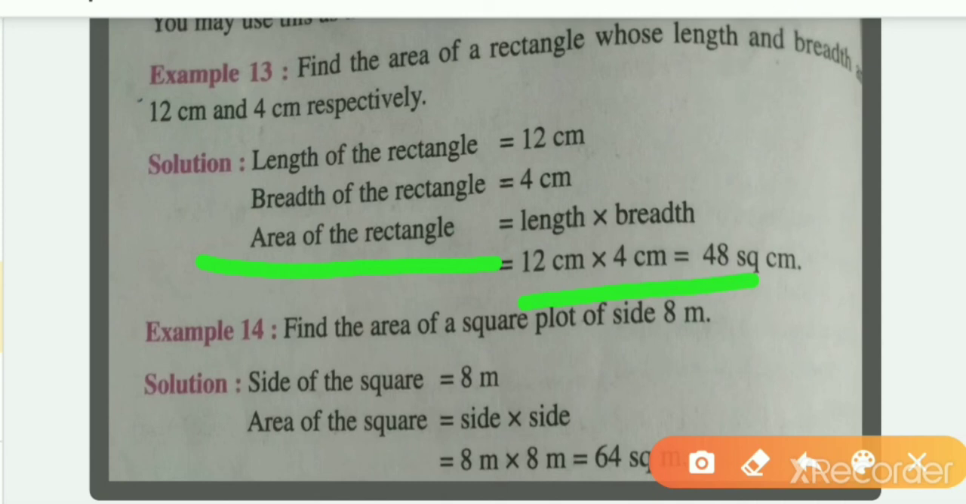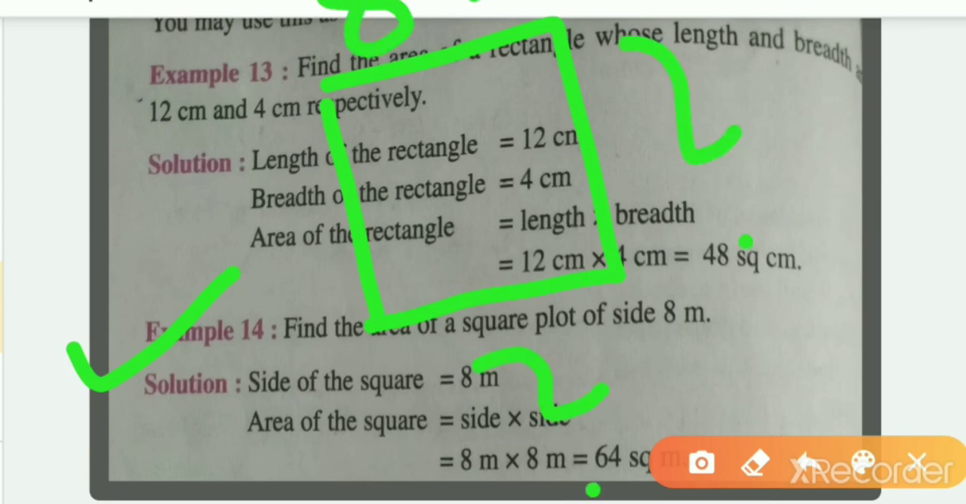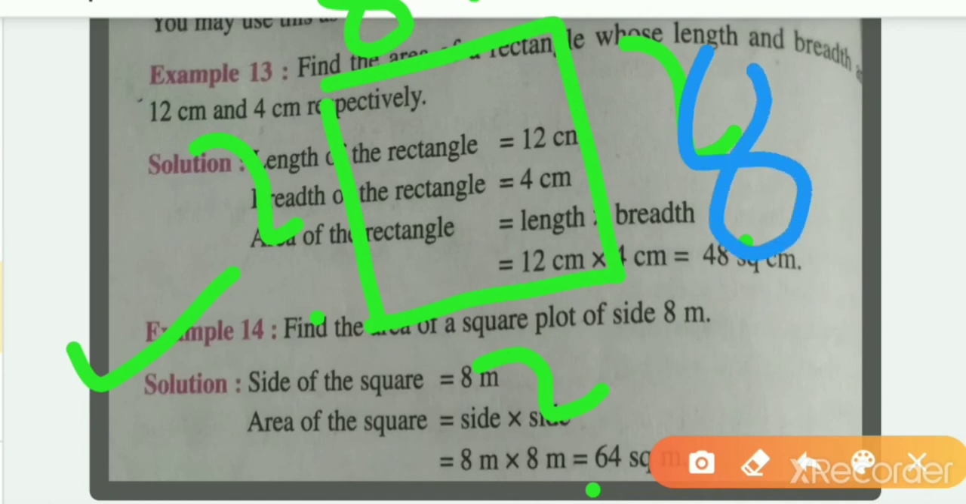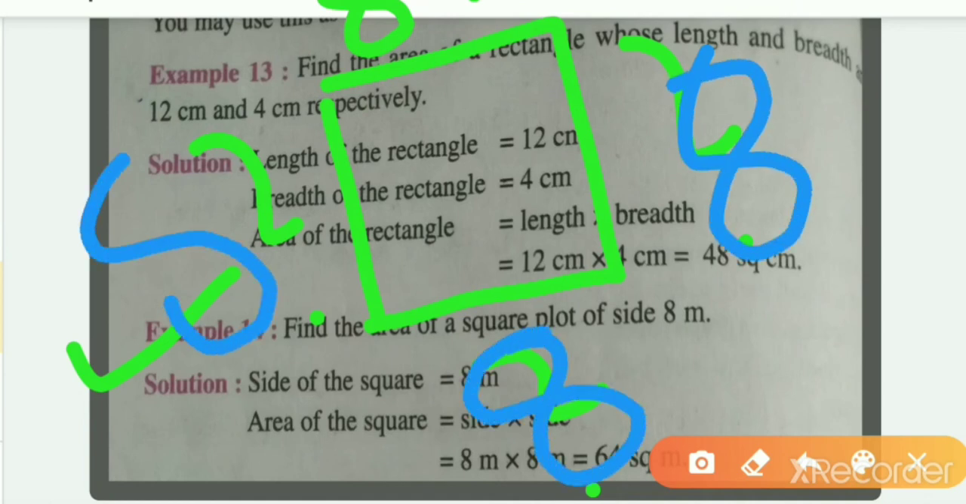Now coming to the last question. Find the area of a square plot of side 8 meter. We have a square box here and its side is 8 meter. It means the rest of the sides will be what? Tell me the property of a square. Very good. Yes, the property of a square is that all the sides are equal. So it will also be 8 meter, and 8 meter. All of these sides are equal.